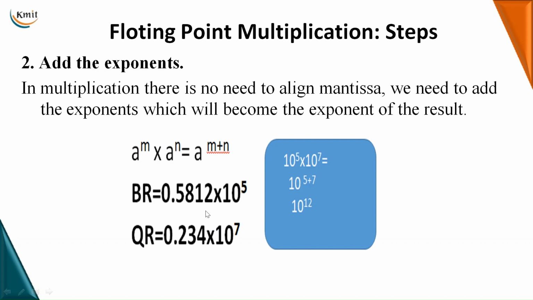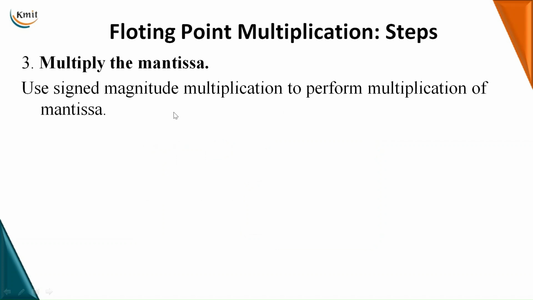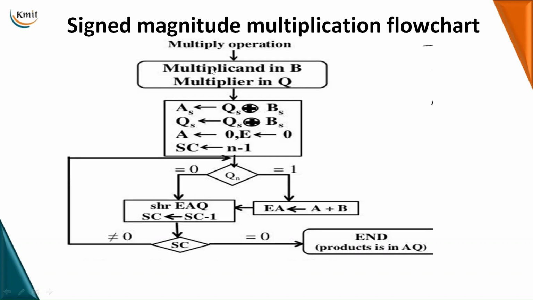So if you consider these two as your operands, in this particular step, adding the exponent, you have added the exponent part of your data and got your resultant exponent. But when you want to multiply these two mantissa parts of your data, then you have to implement the concept of the sign magnitude multiplication flowchart. We have already discussed sign magnitude multiplication. So this is a flowchart for a sign magnitude multiplication.